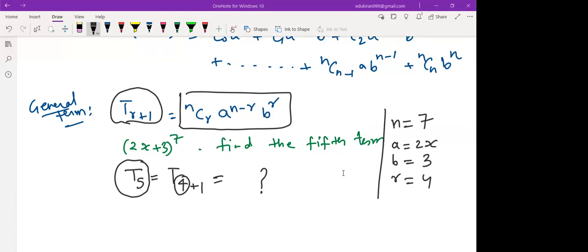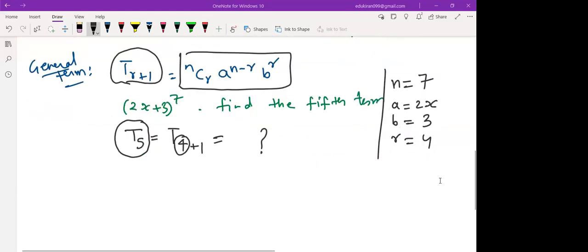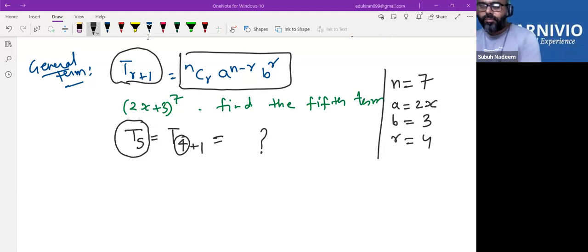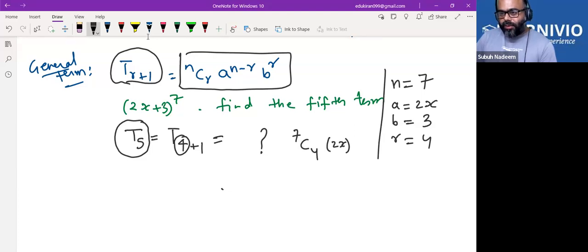Calculated. Sir, I'm getting 2835 into 8x cube. Okay, let us see. So 7C4, 2x to the power 7 minus 4 is 3, b is 3 to the power 4. This is what you have written.